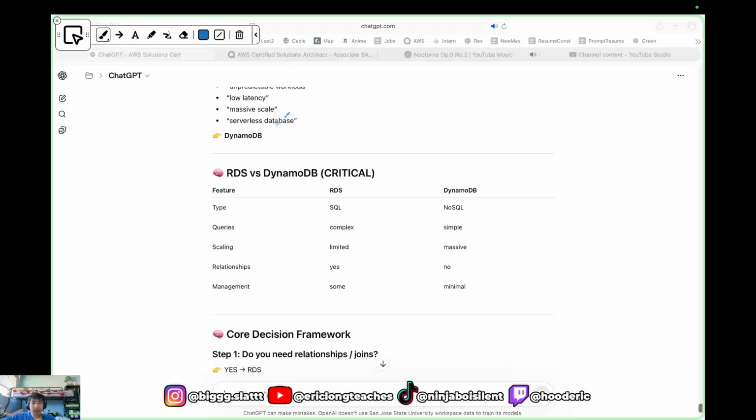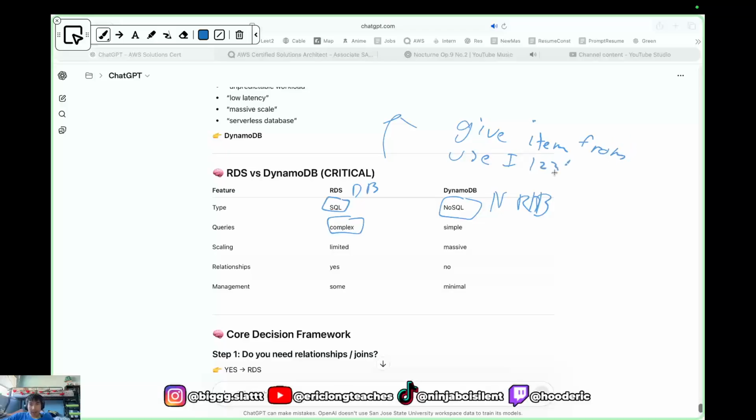Okay, so NoSQL. NoSQL means we use a database, and this one means we don't use tables. No tables, no relational database. Queries will be complex, but these are much simpler. We could just write a command as we saw earlier, say like give me items from user ID 123, something like that. Scaling is massive, so we can scale very easily. Relationships, yes. Management, minimal. We don't even have to manage it.